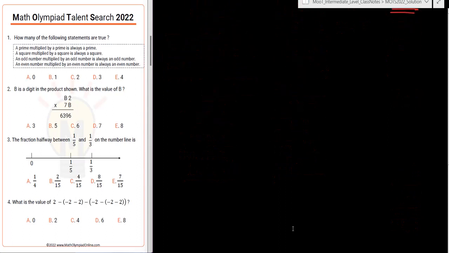Let's scroll down further. Let's go to the next problem. Problem number 3. The fraction halfway between 1 by 3 and 1 by 5 on the number line. Alright, so you have a number line, you have a number 1 by 5 here, you have a number 1 by 3 here, right? These are fractions. They're asking us to find out what is the one that is exactly in between. Not somewhere in between, but exactly in between.